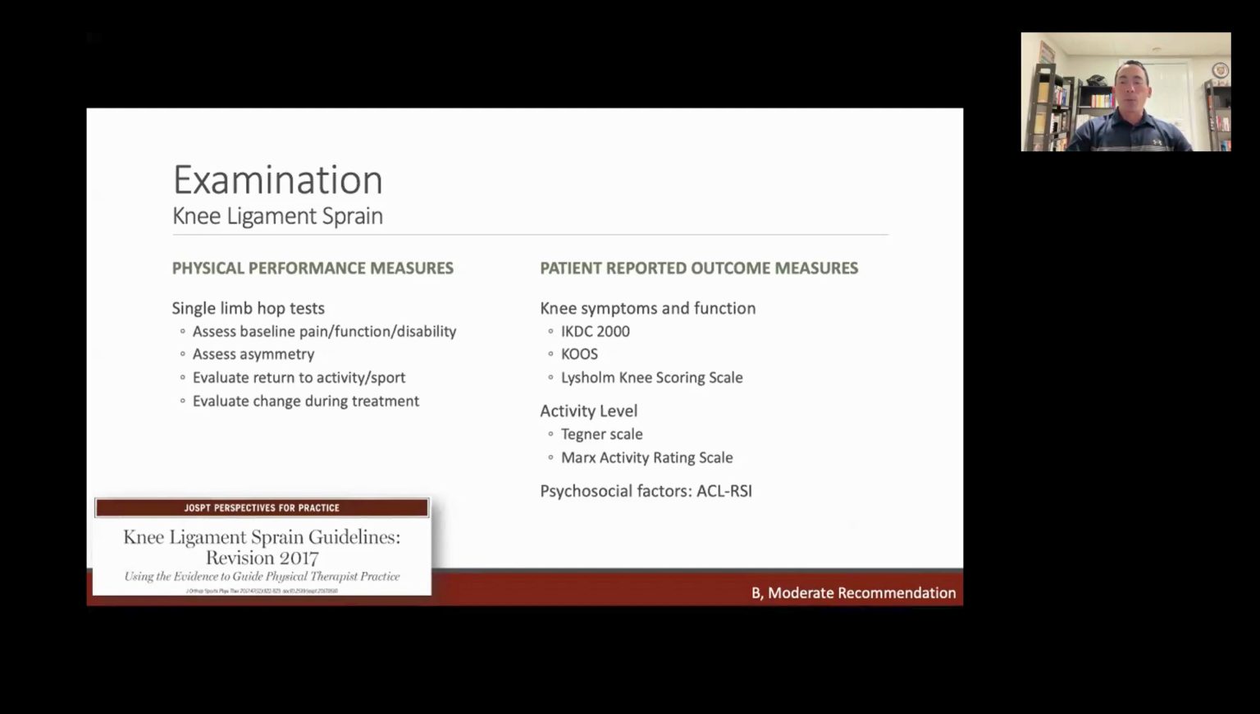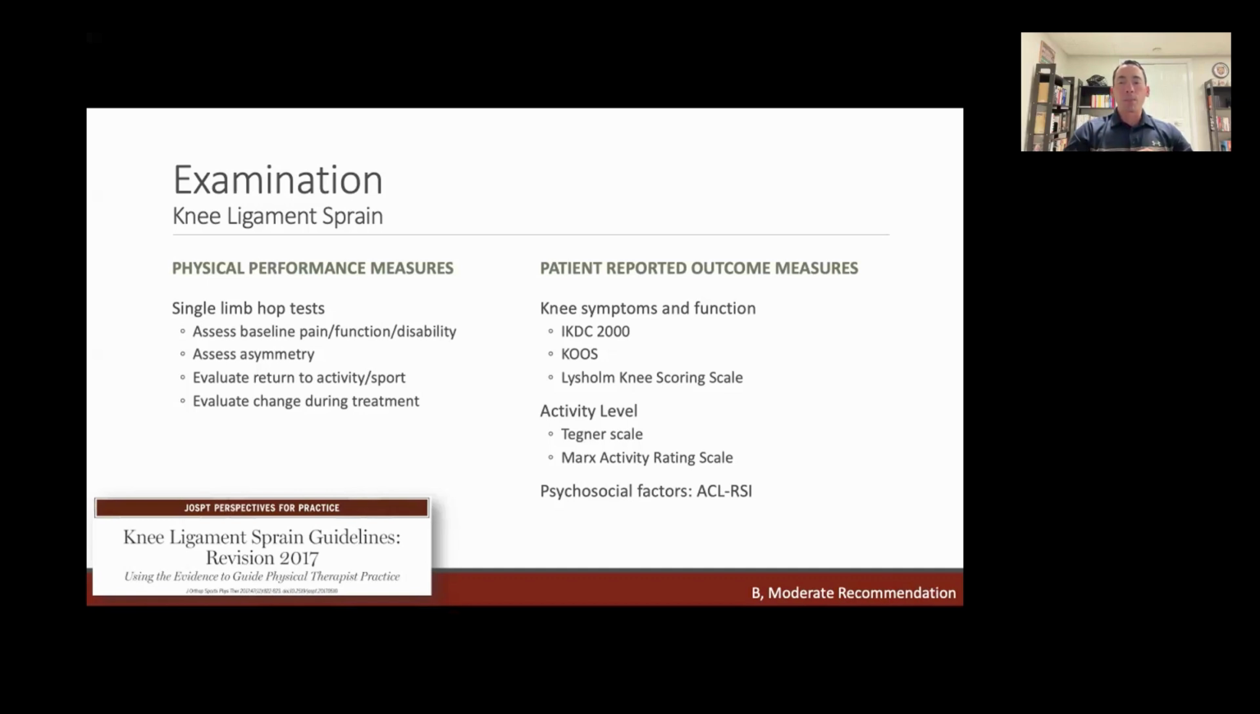There are many forms of these single leg hop tests, including the single leg hop for distance, the crossover hop for distance, the triple hop for distance, and the timed 6 meter hop. Those are probably the four most common ones. You should also use validated patient-reported outcome measures when they're appropriate.